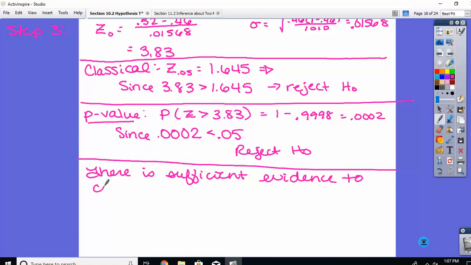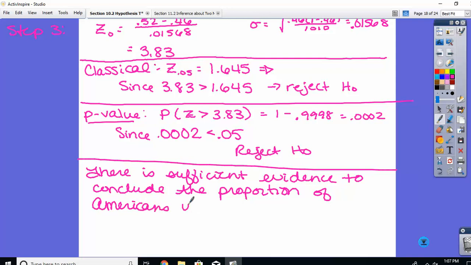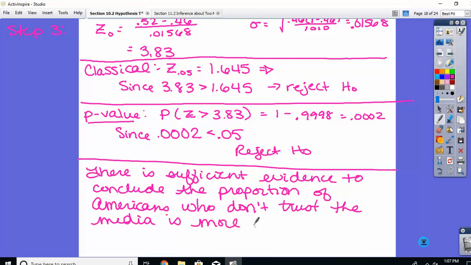So my conclusion would be there is sufficient evidence to conclude that, what was even the question? The proportion of Americans who don't trust the media is more than 0.46. So we reject the null. We have evidence to prove it is more.